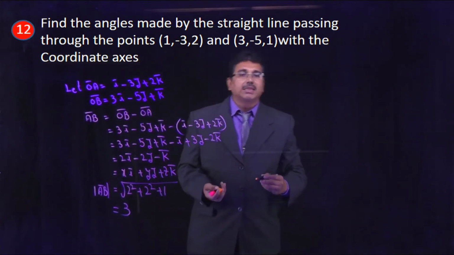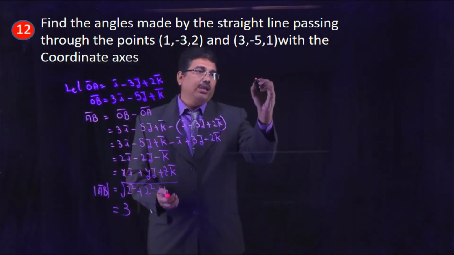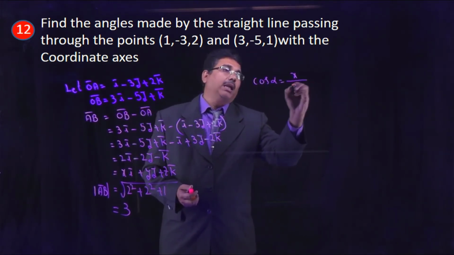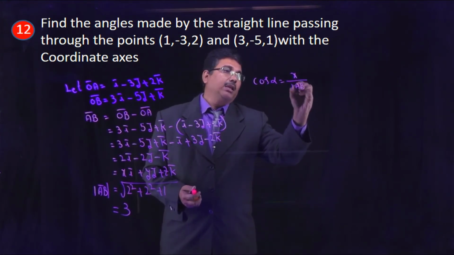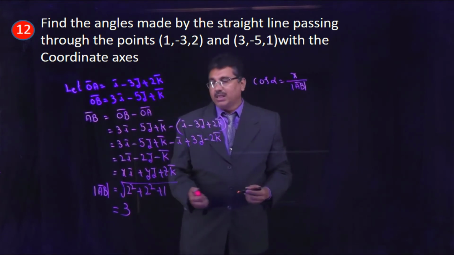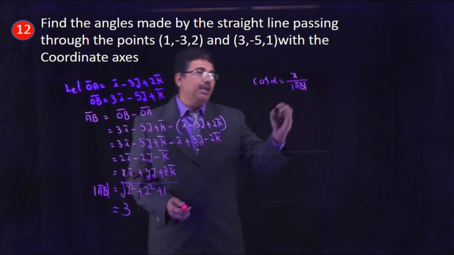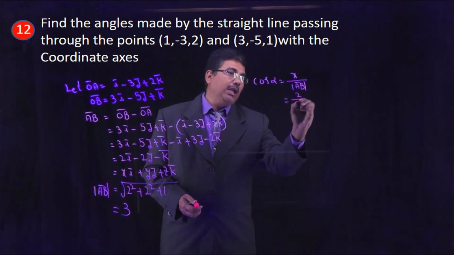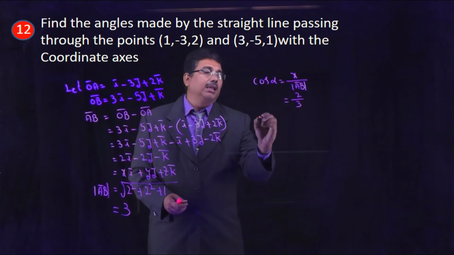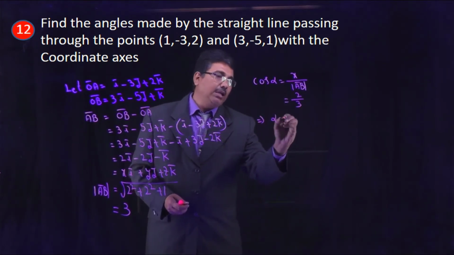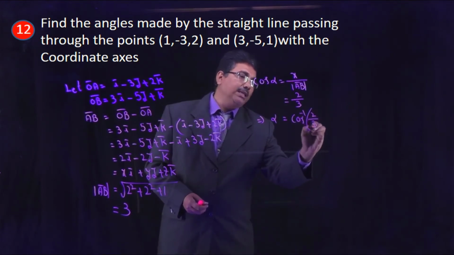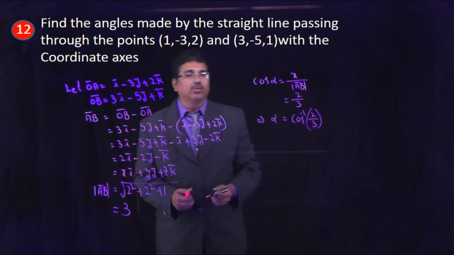Now cos alpha is equal to x by mod AB bar. What is x? That is 2, so cos alpha is equal to 2 by 3. That implies alpha is equal to cos inverse 2 by 3.